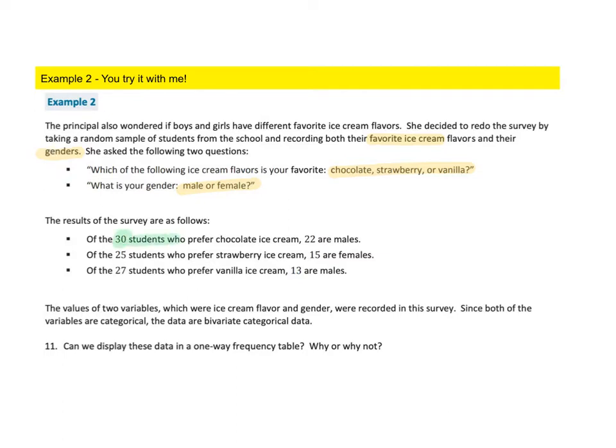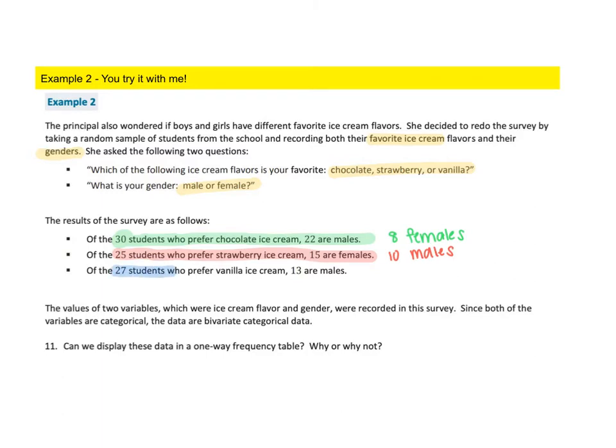Out of the 30 students who prefer chocolate ice cream, 22 are males. Well, that would mean that how many are females who like chocolate ice cream? 8 females. Right? Because 8 plus 22 is 30. Okay, the next one. Of the 25 students who prefer strawberry, 15 are females. So that would mean that the rest are males. So then 10 would be males. Okay.